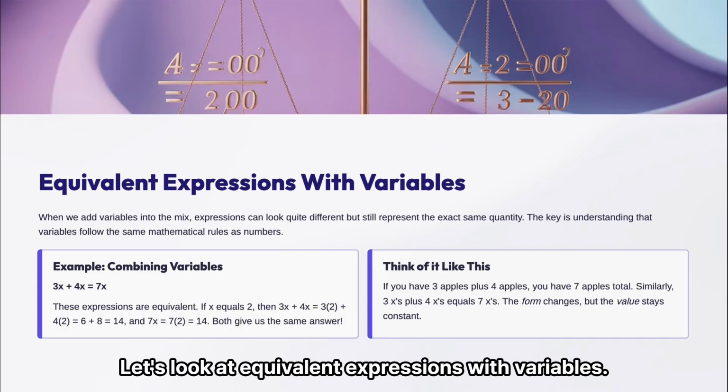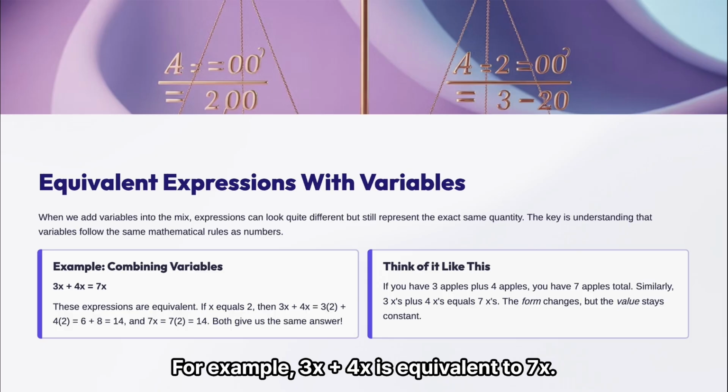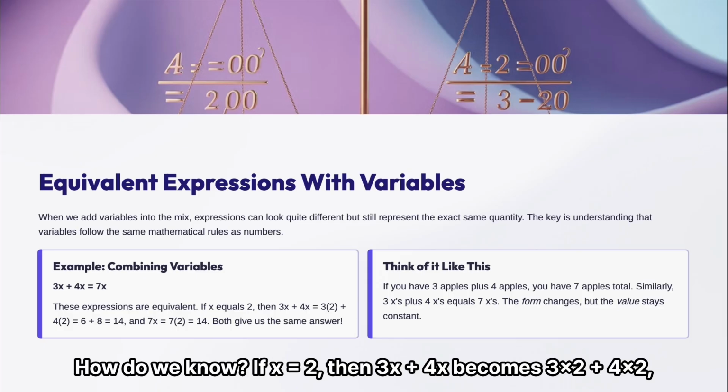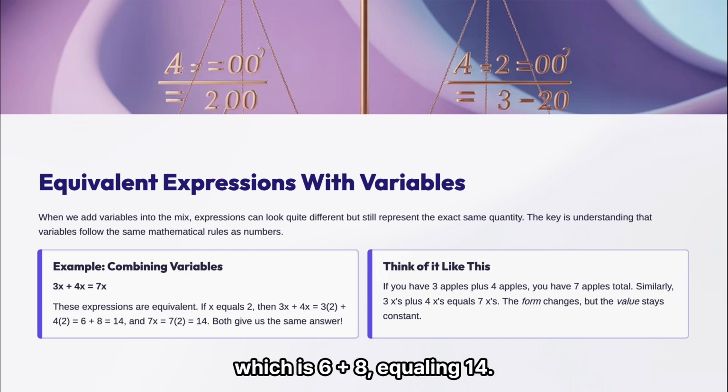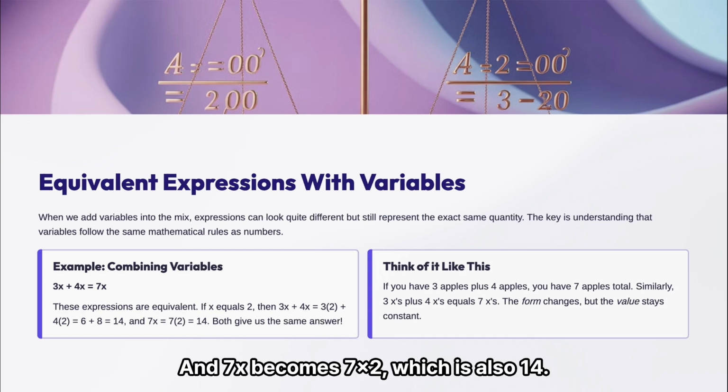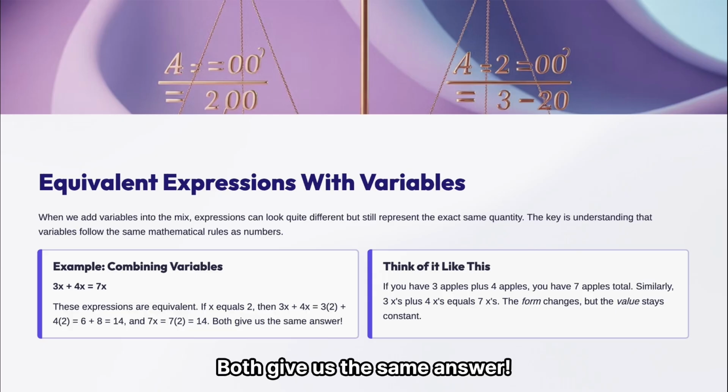Let's look at equivalent expressions with variables. For example, 3x plus 4x is equivalent to 7x. How do we know? If x equals 2, then 3x plus 4x becomes 3 times 2 plus 4 times 2, which is 6 plus 8, equaling 14, and 7x becomes 7 times 2, which is also 14. Both give us the same answer.